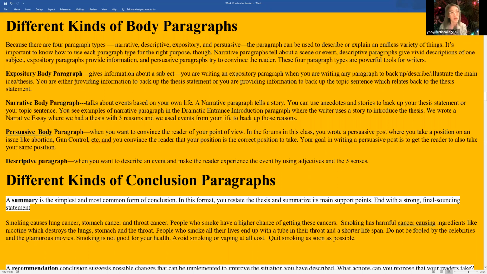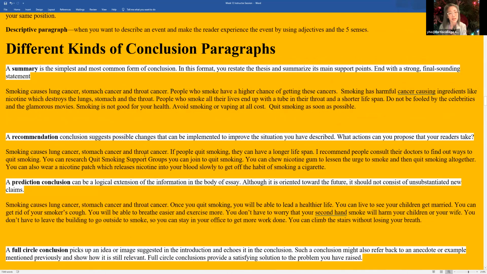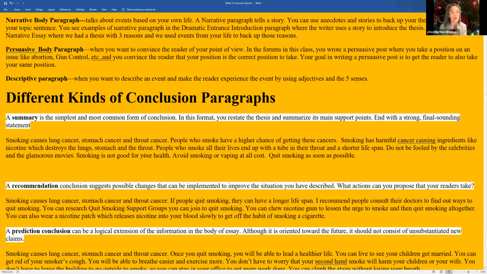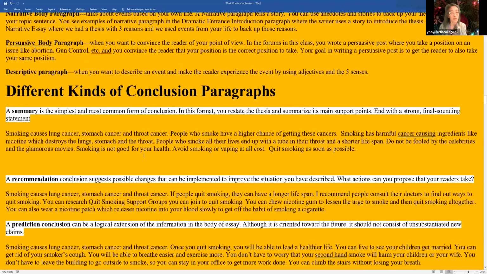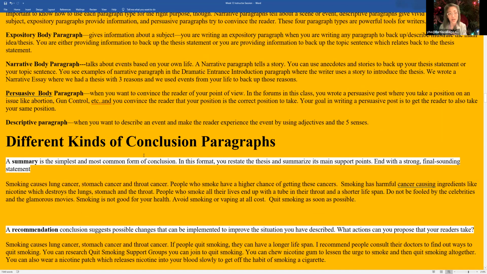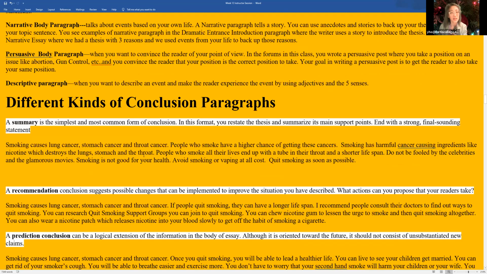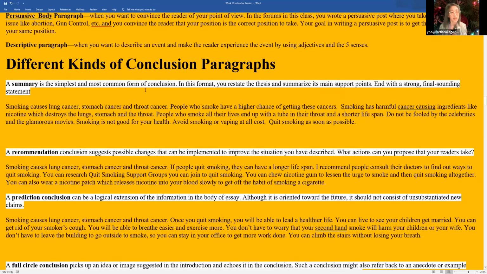And so for body paragraphs, as long as all your body paragraphs relate back to your thesis, then you have a good essay structure. And the last thing I'm going to talk about, before I talk about your comparison contrast assignment, is the different kinds of conclusion paragraphs. And so the one that we've been using so far in all our essays is known as the summary conclusion paragraph.